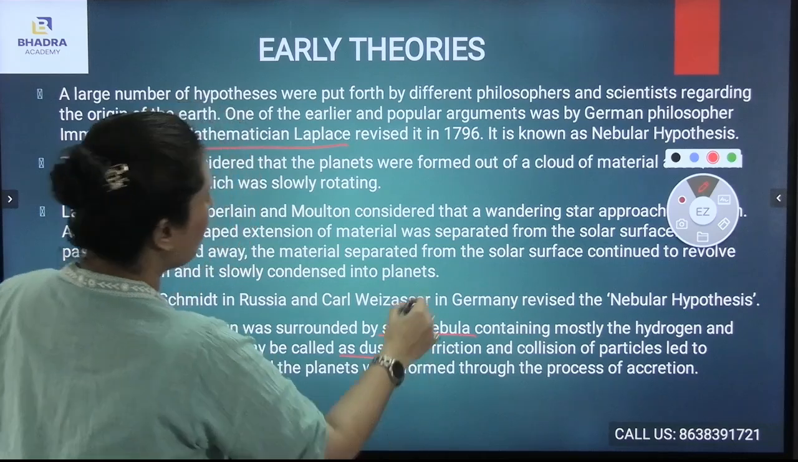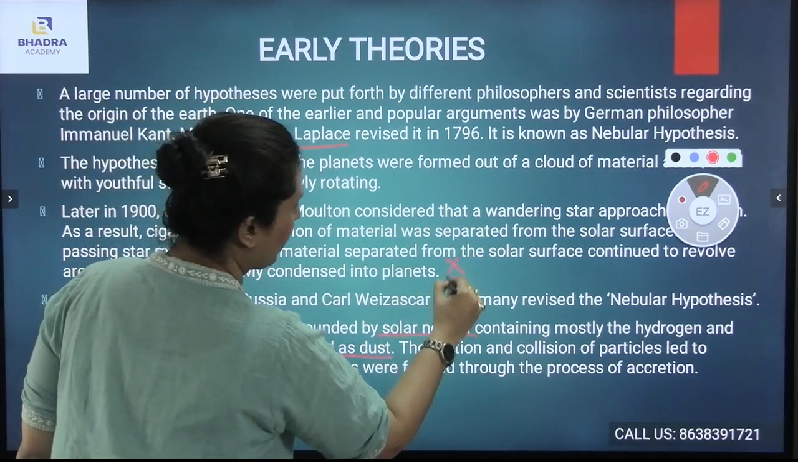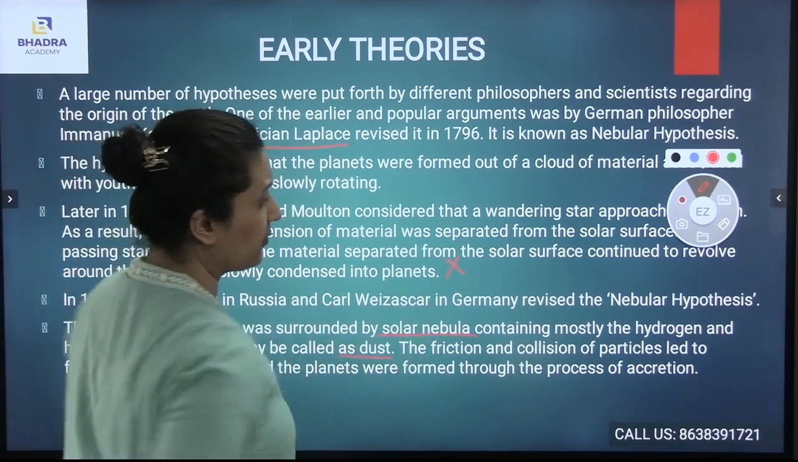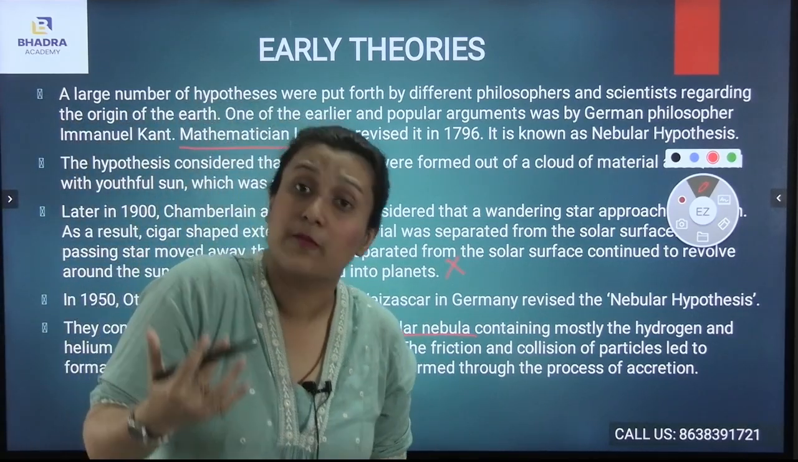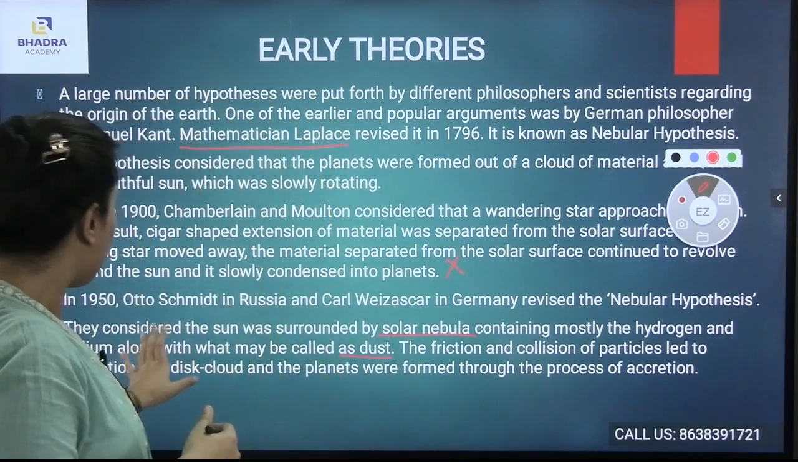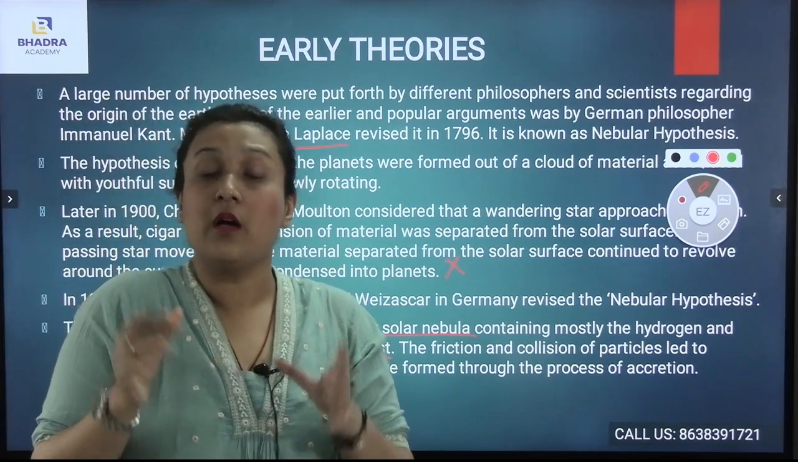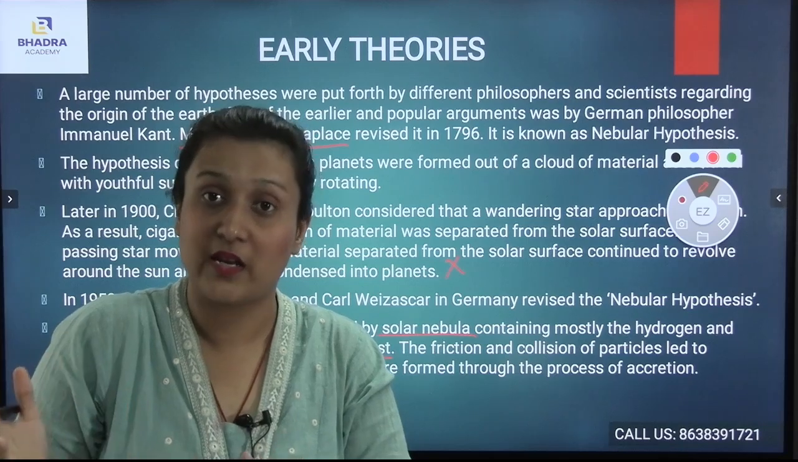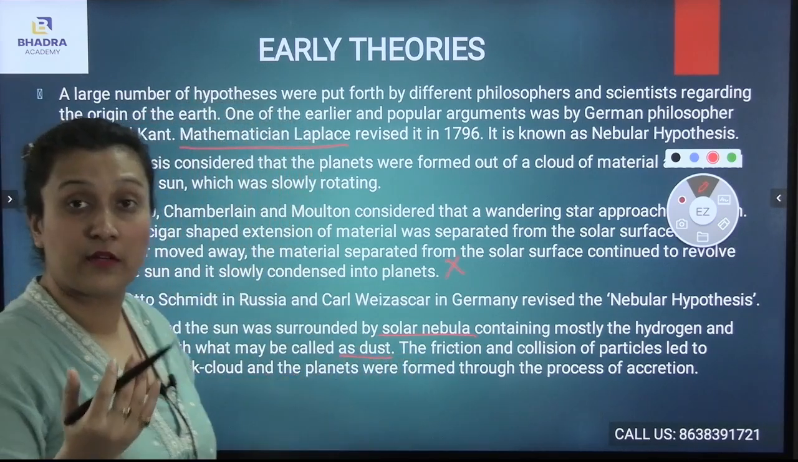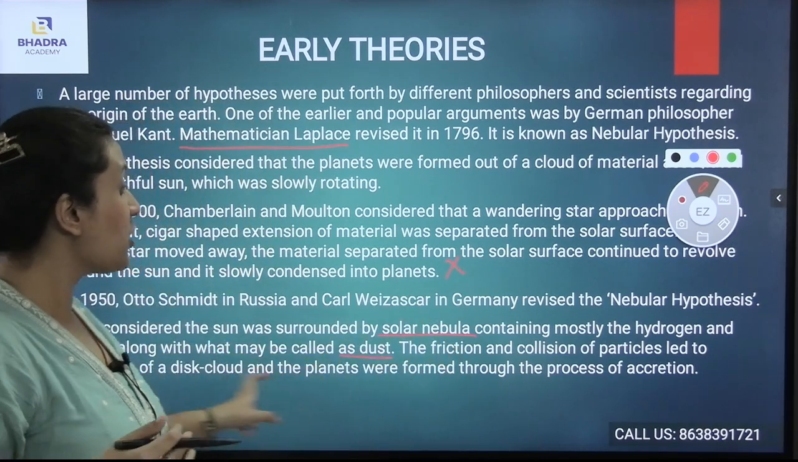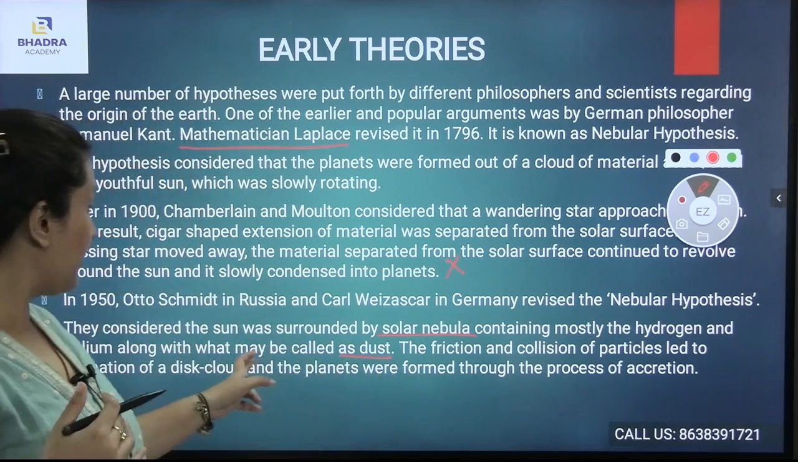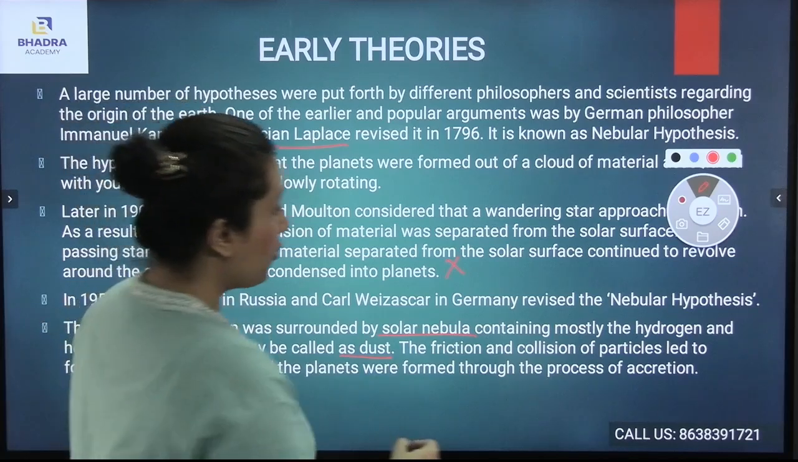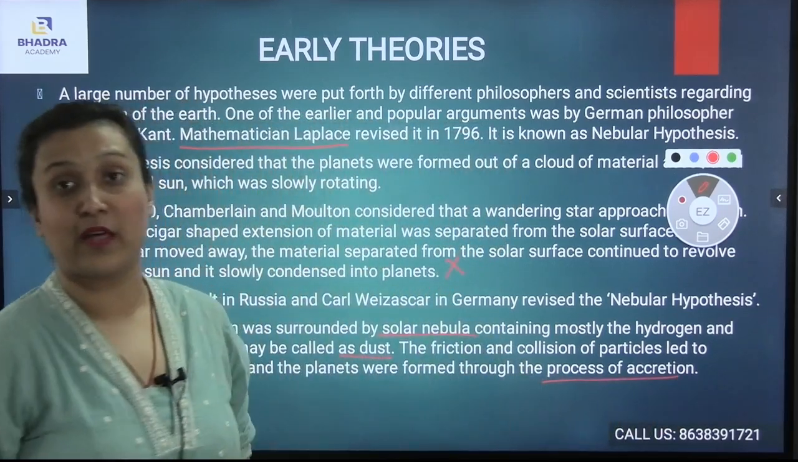This is one of the topics which is very confusing, but you see, in 1950 Otto Schmidt in Russia and Carl Weizsäcker in Germany revised the nebular hypothesis. Again the nebular hypothesis was being considered. Now they are coming to the proper theory regarding the sun. We all know that the sun is made of hydrogen and helium, and those are considered to be dust. The friction and collision of the particles led to the formation of the disk cloud, and the planets were formed through the process of accretion. The process of accretion means friction or force.